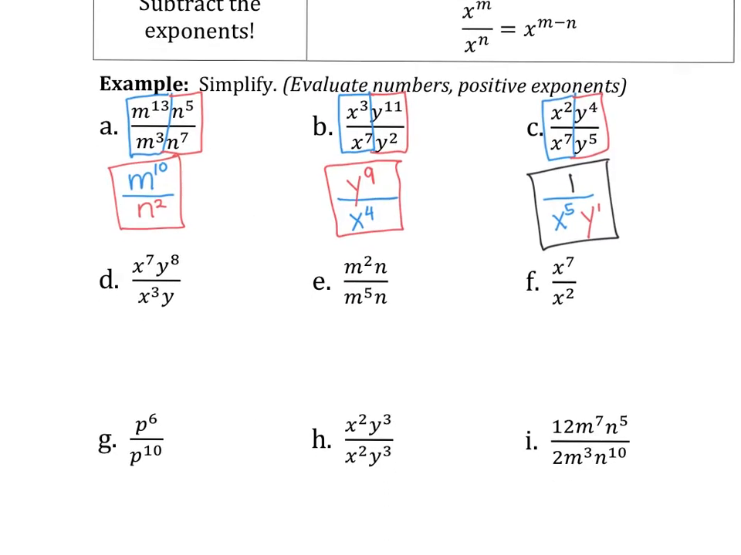Let's look at D. X to the 7th over x to the third. The higher exponent's at the numerator. Okay, and the numerator of 7, 7 minus 3 takes me to 4. For the y's, the higher exponent's in the numerator. I'm going to put a little 1 here to remind myself that's an imaginary 1. I have y to the 8th in the numerator. If I subtract the 1 or cancel the 1, I'm left with 7.